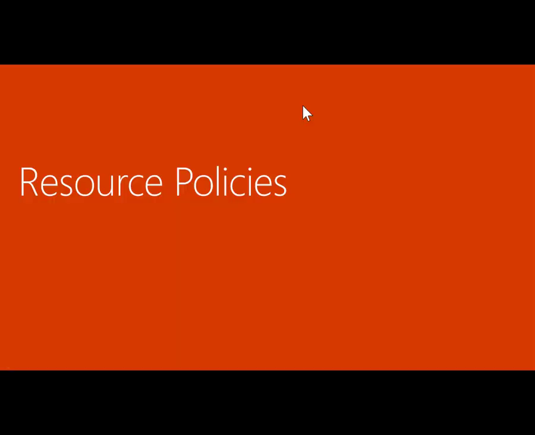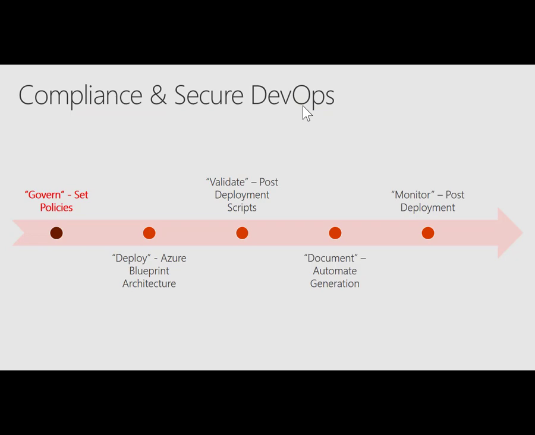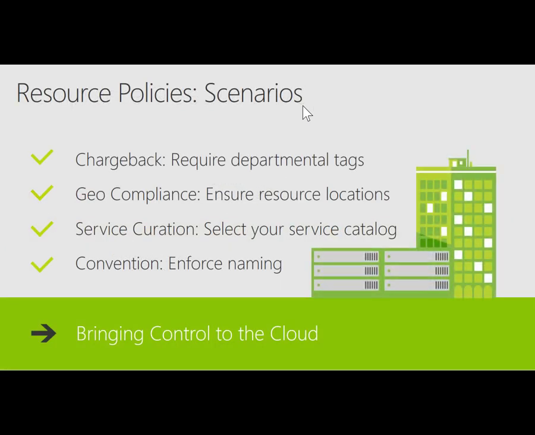Let's talk about the first stage in the secure DevOps process, which is the resource policies. And I've highlighted the policies here. Here are some scenarios where policies would come into play. We talked about some policies earlier, but policies could also be in the form of chargeback. When the resources are being provisioned, you want to make sure they have the right tags, the department tags. You can ensure geo-compliance. I talked about this example. We will talk about things like service catalog in a moment, but then you can also enforce things like naming. You want to make sure that the resources being provisioned have appropriate metadata associated with them.